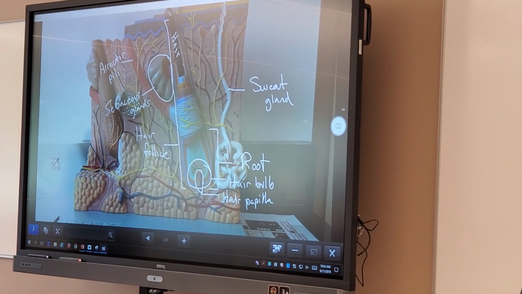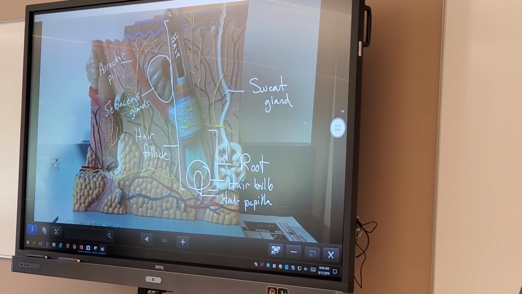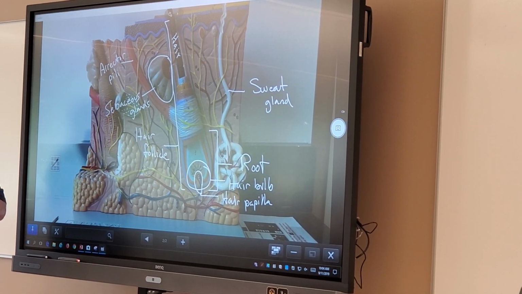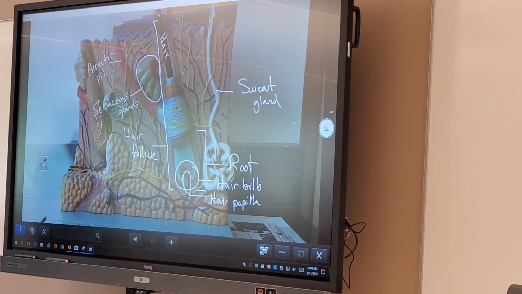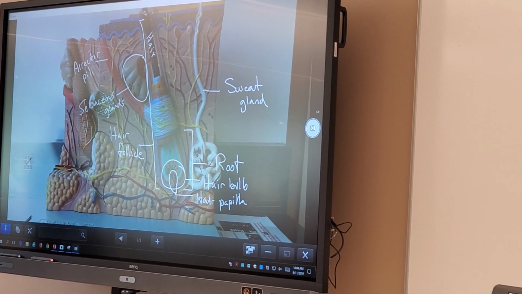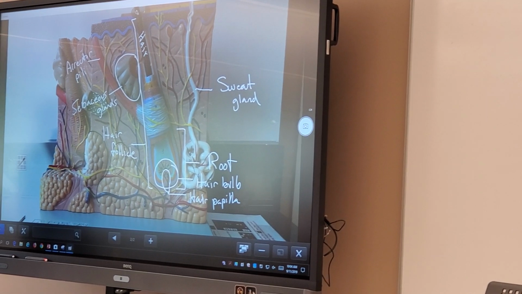Anything else? Is there a particular reason why we don't grow hair on the palms of our hands and feet? So we don't have hair follicles there, for starters. I mean, that's the way our body's differentiated. We didn't grow hair follicles in that area.